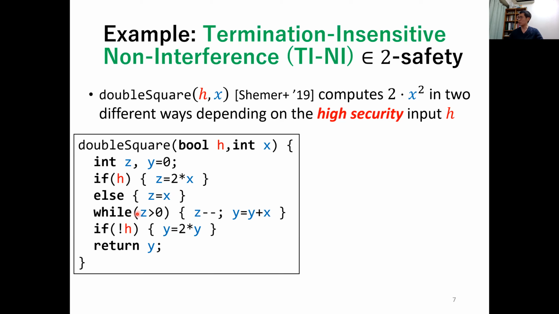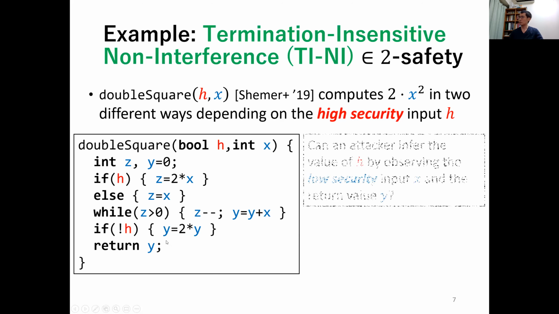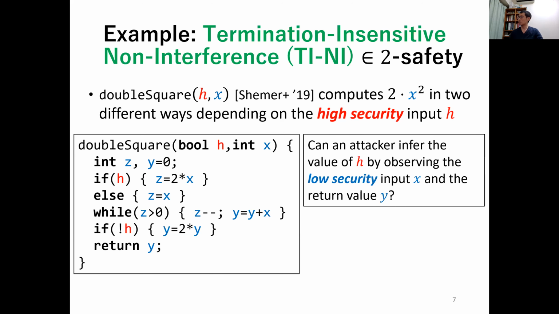And afterwards, it iterates this loop Z many times. Therefore, if H is true, this loop will be executed 2X times, whereas if H was false, this loop will be executed X many times. At each iteration, Y is incremented by X. And after the loop exits, if H is false, you double Y and you return Y. So here's the question. Can an attacker who observes low security input X and return value Y tell anything about the high security input H?